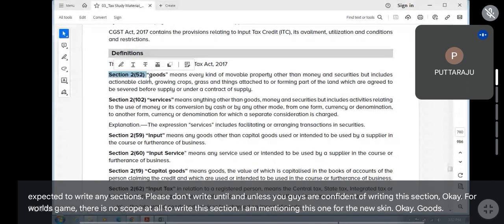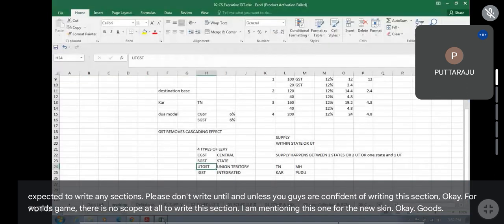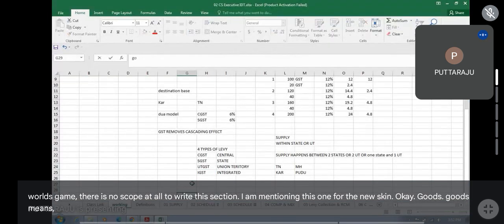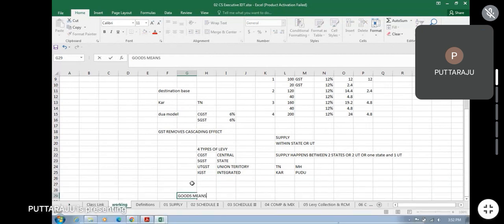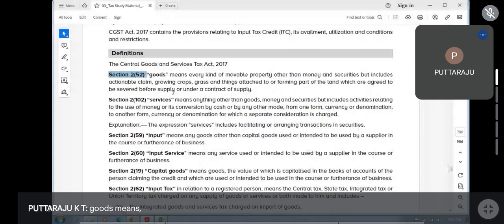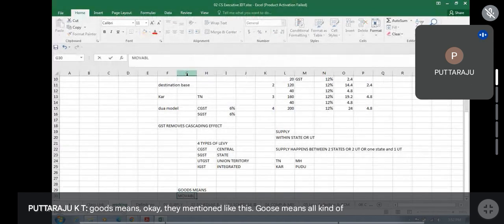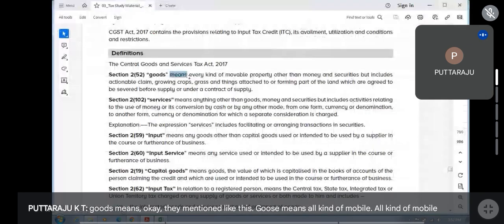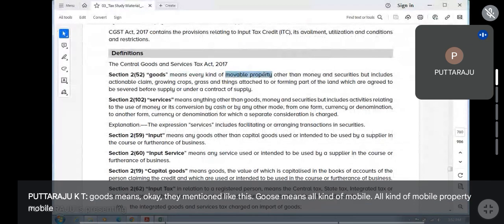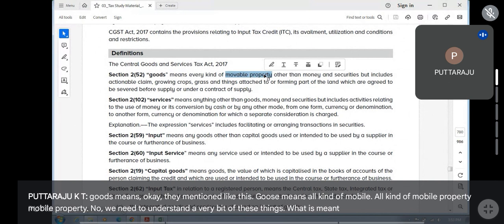Okay, goods. Goods means... okay, they mentioned it like this. Goods means all kinds of movable property. Now we need to understand every bit of these things. What is meant by movable property?